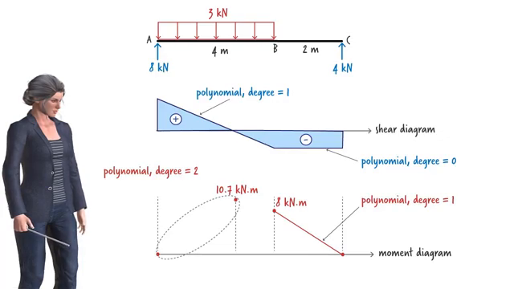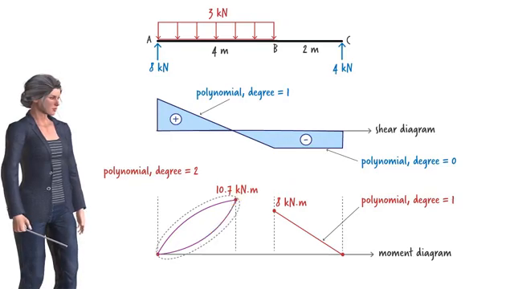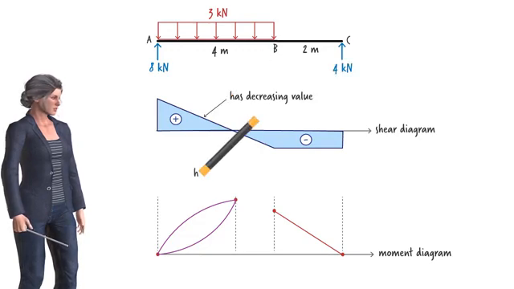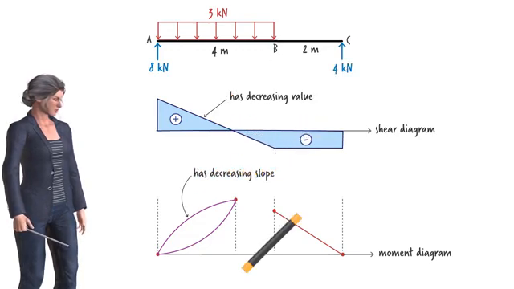This can be done in 2 ways. We can either draw a curve having a decreasing slope, like this, or we can draw one with an increasing slope, like this. To determine the correct shape, we need to examine the shear diagram right above it. If the shear is decreasing in value, then the moment diagram should have a decreasing slope. However, if the shear value is increasing in the segment, then the slope of the moment diagram should also increase. In this case, shear is decreasing in value from left to right. Therefore, the slope of the moment diagram must decrease from left to right.